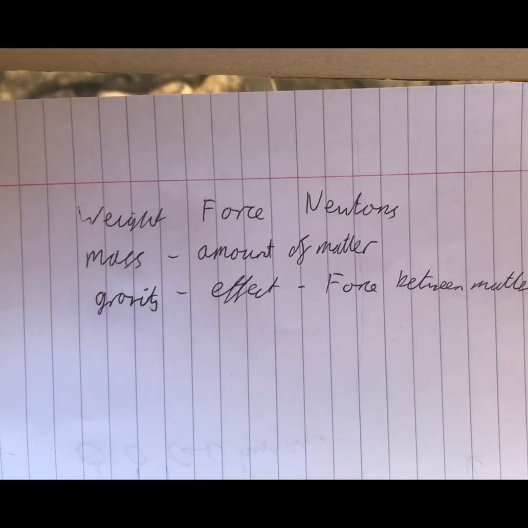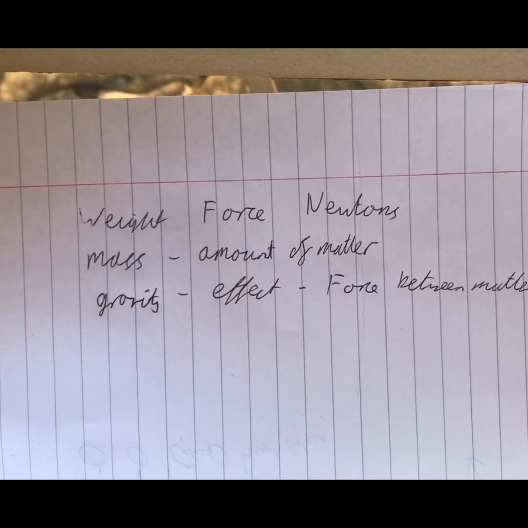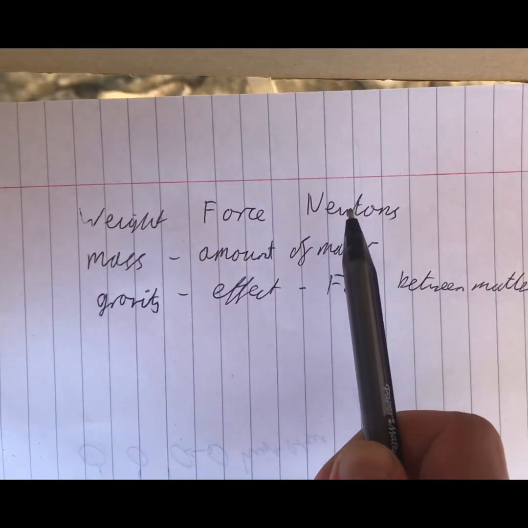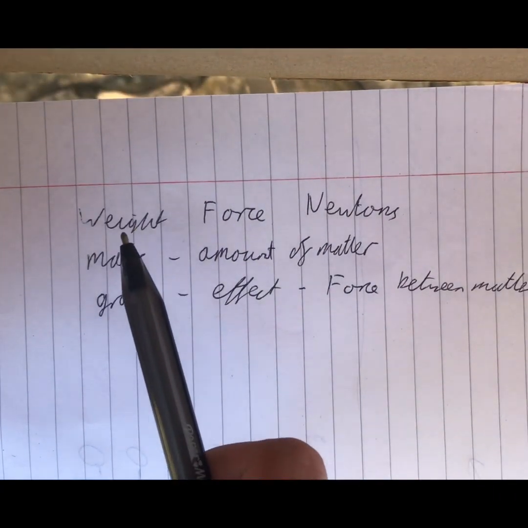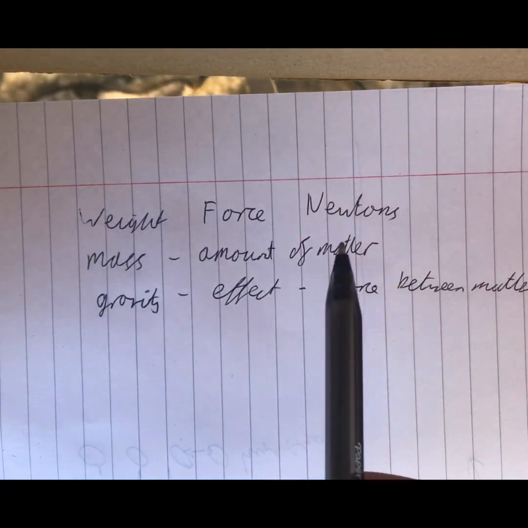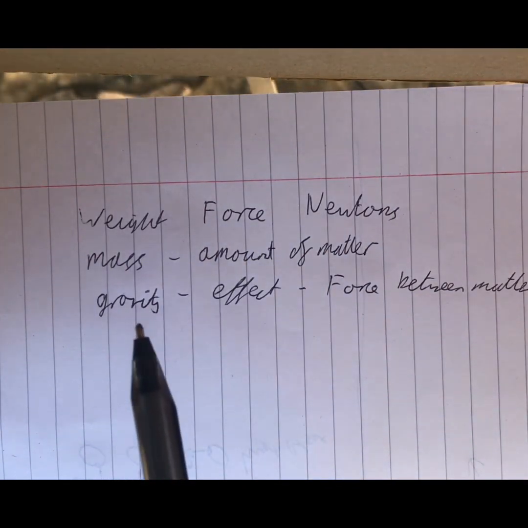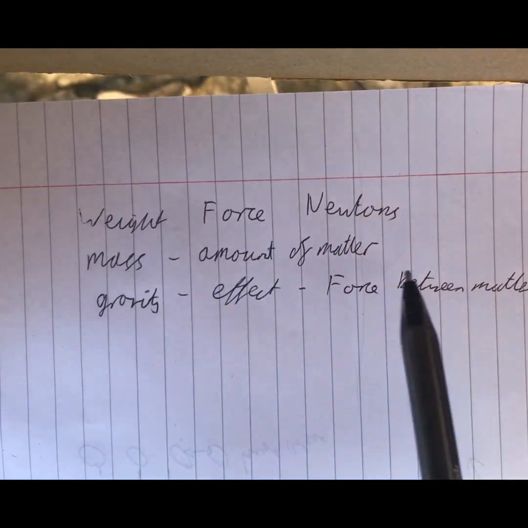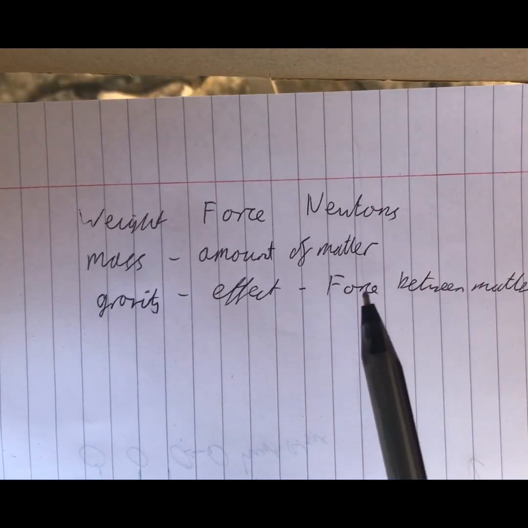So, weight is the force that pulls the planes towards the centre of the earth, pulls them down out of the sky. So weight is a force that's measured in newtons. Mass is not the same as weight. Mass is the amount of matter or the amount of particles in a substance. And now gravity is the effect that changes mass into weight, and it's a force between all particles, all matter.